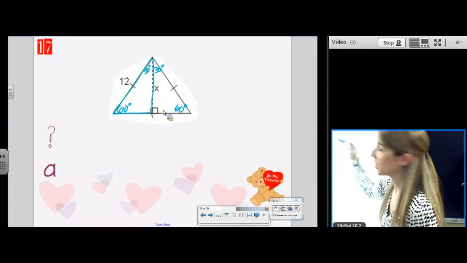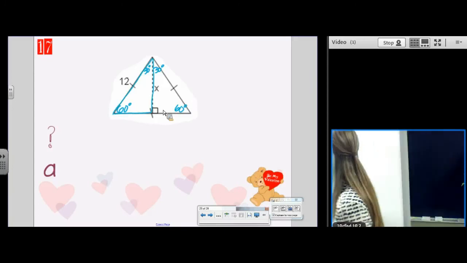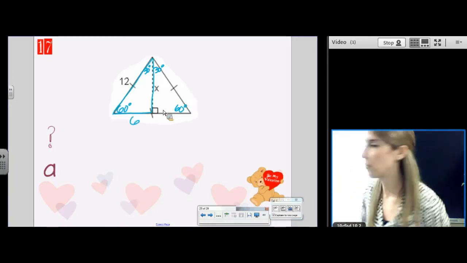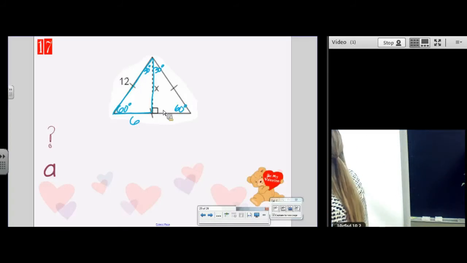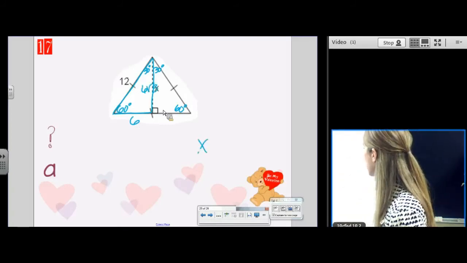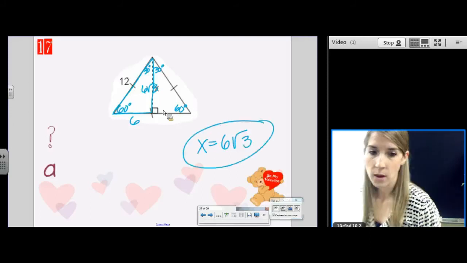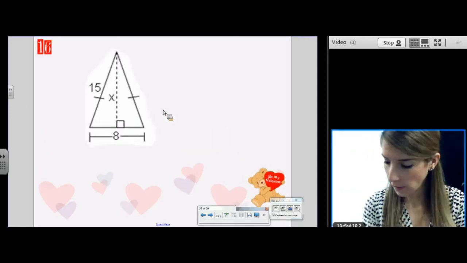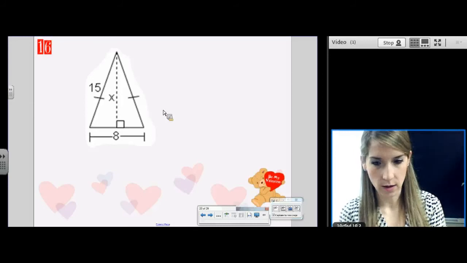We know that the short leg is half of the hypotenuse, and we know that the long leg is the short leg root 3. 6 root 3. And so x is 6 root 3. If you need to make your little chart, you can make your chart. Here is the trivia. Solve for x, keep your answer in simplified radical form.